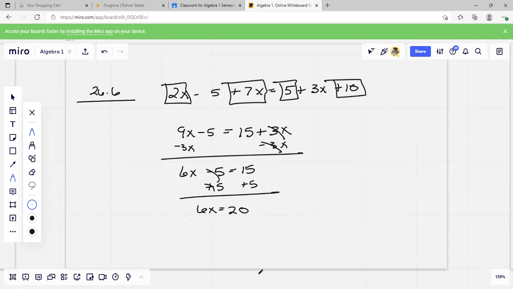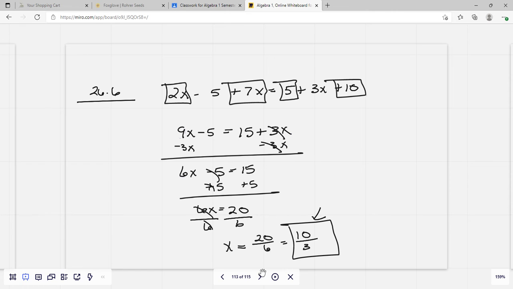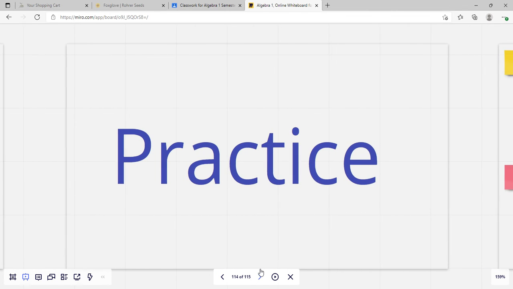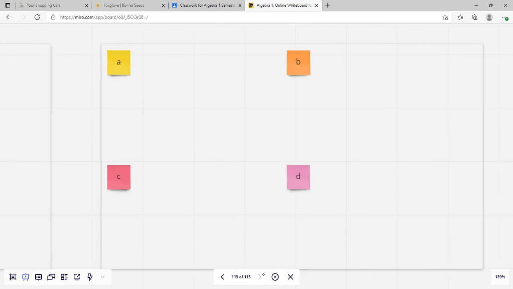And now I have to divide by 6 for my last step. X equals 20 over 6, and that's going to reduce to 10 over 3. And I know that's an improper fraction, but that's the way they want you to leave it in the book. So just leave it like that. Alright, go ahead and work the practice problems, and then I'll come back and work them for you. So hopefully you pause the video to work these.